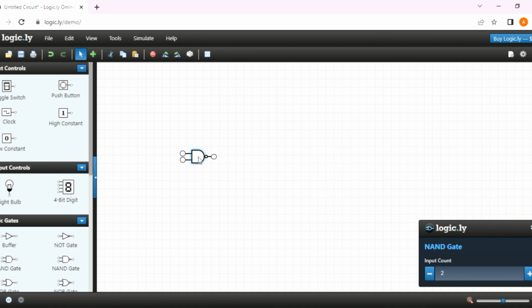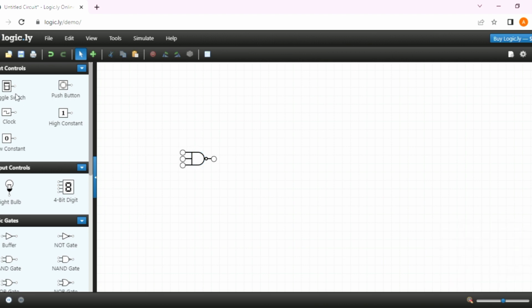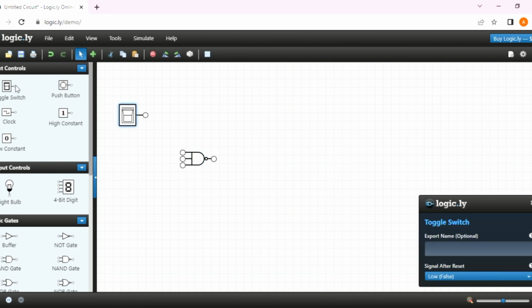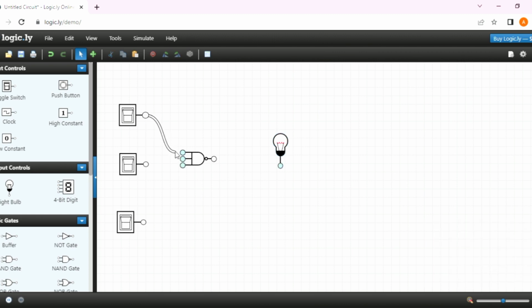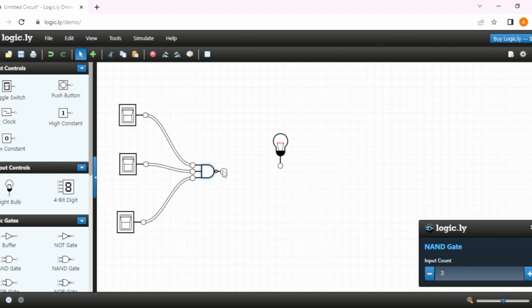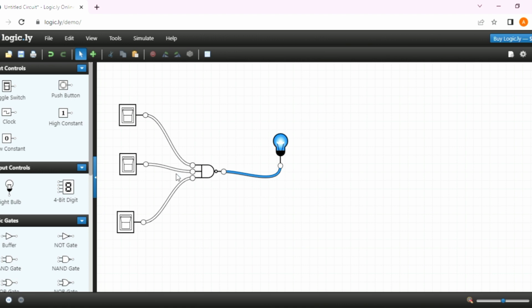Placing the NAND gate here and increasing the input count of the NAND gate. As there are three inputs, we are using three switches and a single output. The expression of the three input NAND gate is Y equal to A dot B dot C the whole complement.